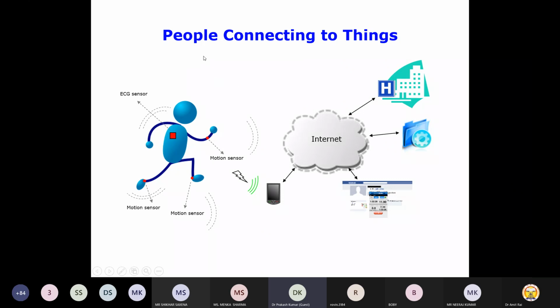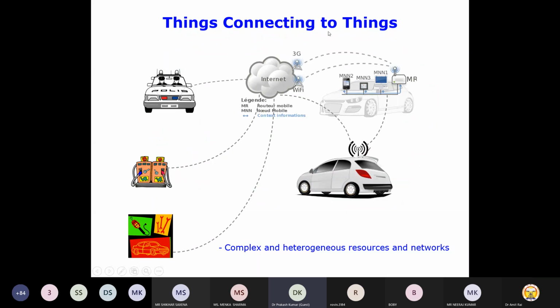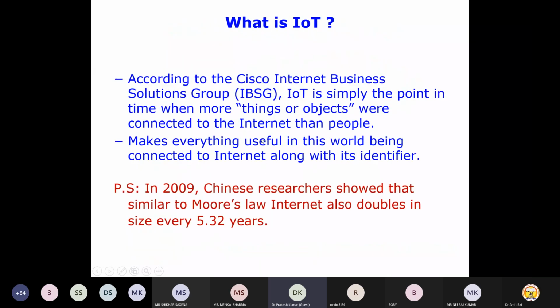So IoT means making the environment, making the world smarter. You are using Internet of Things: people connected to things, things connected to things, and all these things. Like this, the trend of IoT is going to be. Now see, we have heard of one law, Moore's law. It says that the speed of computation, computer speed, will develop every 2 years.